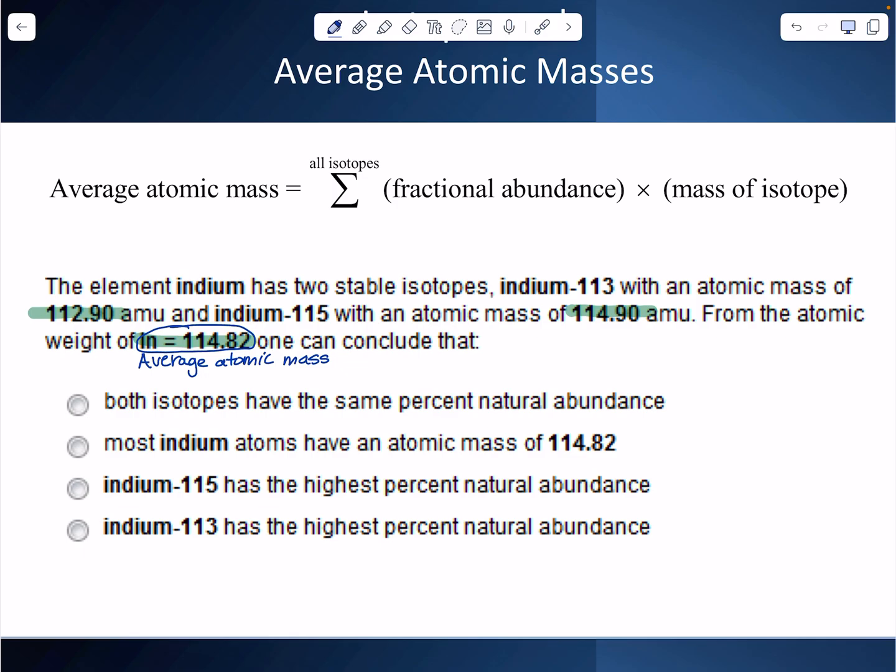Yeah, so this average atomic mass is closer to the mass of indium-115 instead of indium-113. Okay, so it's not directly in the middle, it's closer to one than the other. Okay, so what does that mean in terms of which of these two is more abundant?